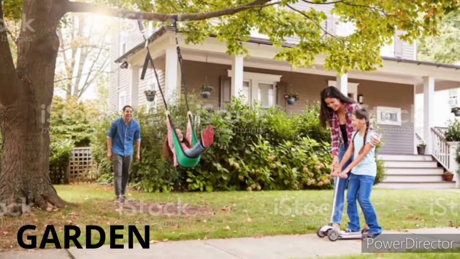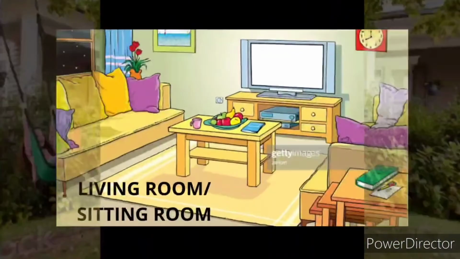In some houses, there is usually a garden at the front or at the side of the house. And the garden usually has many flowers and trees, and sometimes there is a swing for the children to play on, right? In a house, there are usually different rooms, and these rooms serve different purposes. Now let's look at the rooms that are usually in a house.